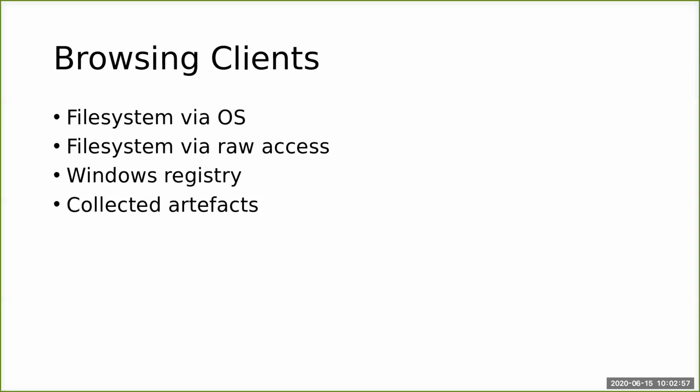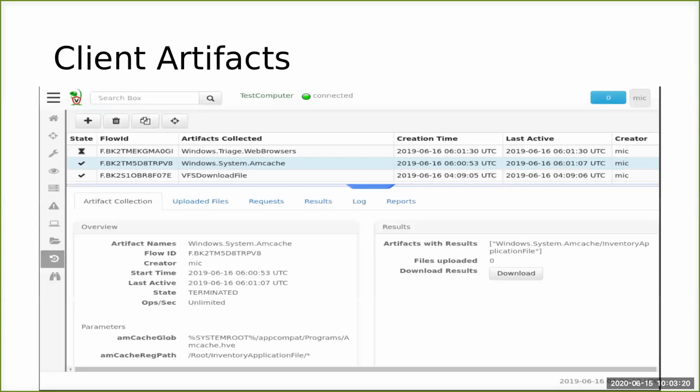It's got a virtual file system, so you can actually mount the file system remotely and inspect the file system on any machine in a very easy to consume way. You can look at the file system by OS. You can do raw access to the file system. You can look at the Windows registry, and you could collect any object from the file system.